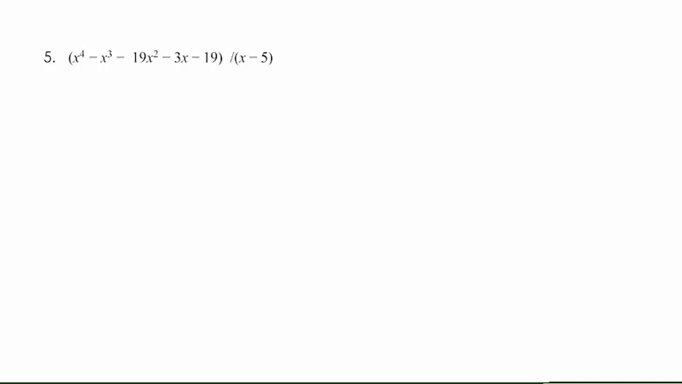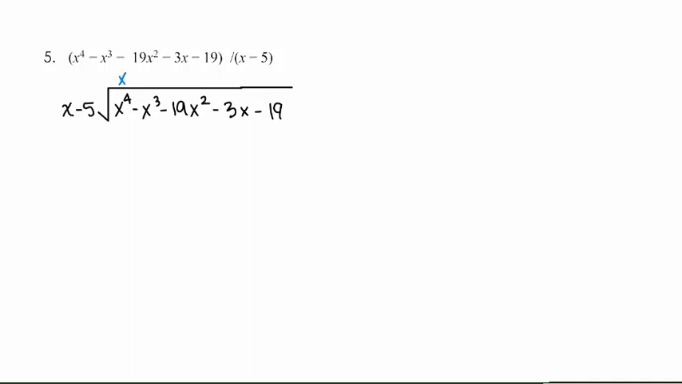Moving on to question 5, we're doing the same instructions. We're doing synthetic division and writing our answer in fraction form. So let's set this up exactly how we did it last time, with our denominator outside the radicand and our numerator inside the radicand as our argument. Now that we have that set up, let's use synthetic division. To get x to x^4, you have to multiply by x^3. Let's bring that down.